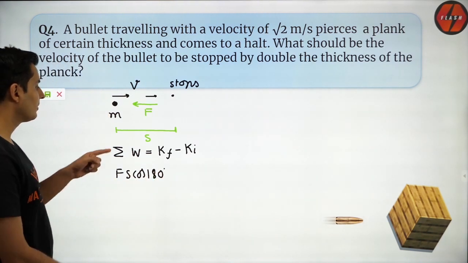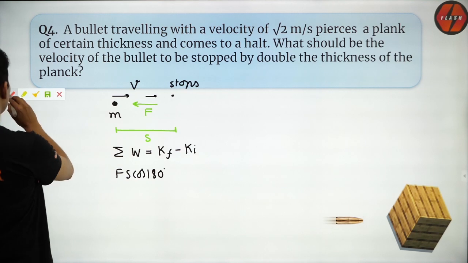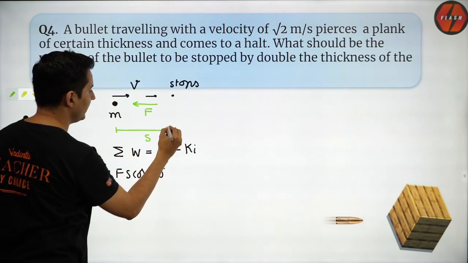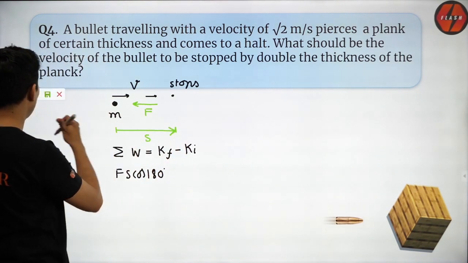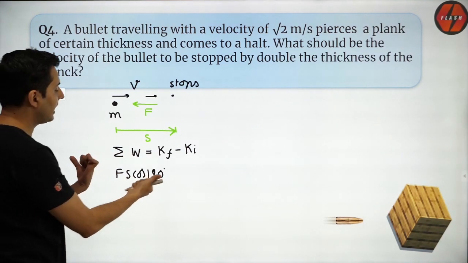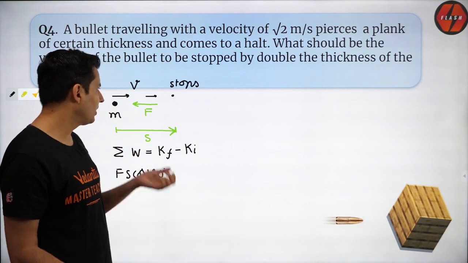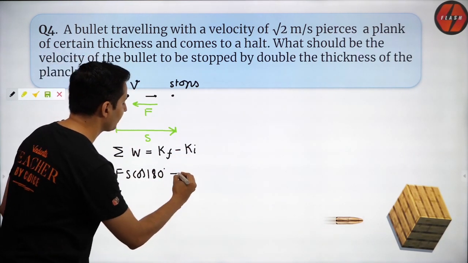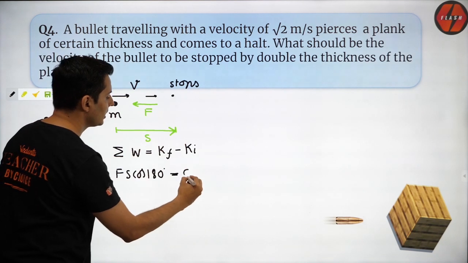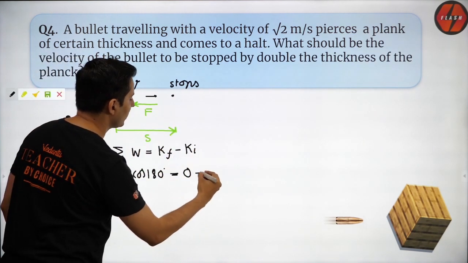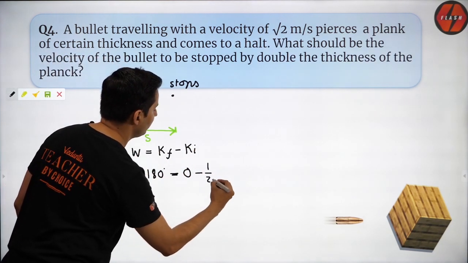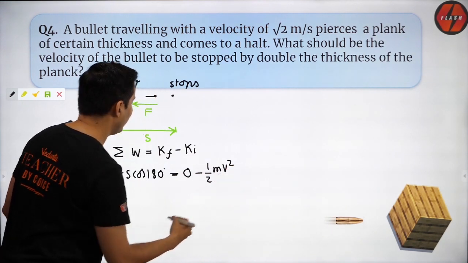Why 180 degrees? Because if you observe it carefully, you will realize that the displacement is actually here and it is opposite to the force. So that means the angle between force and displacement is 180, and anyways the work done should be negative because it is sucking away the energy. What is the final kinetic energy? 0, because it stops. And what is the initial? Well, it is half mv square.